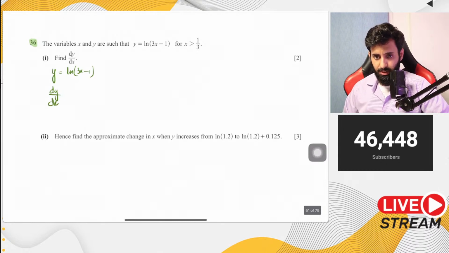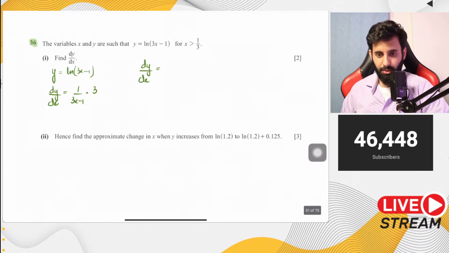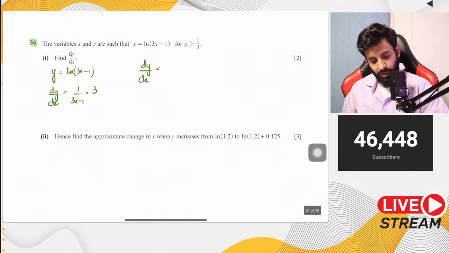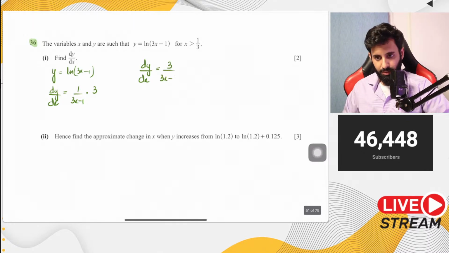Can you tell any must-come topic in P1? That's not the case, but the two papers of AdMath are there only to split the syllabus. So do not think there are certain topics for P1 and certain topics for P2. Both of the papers are exactly the same format, same everything. So yeah, dy/dx is equal to 3 upon 3x minus 1.